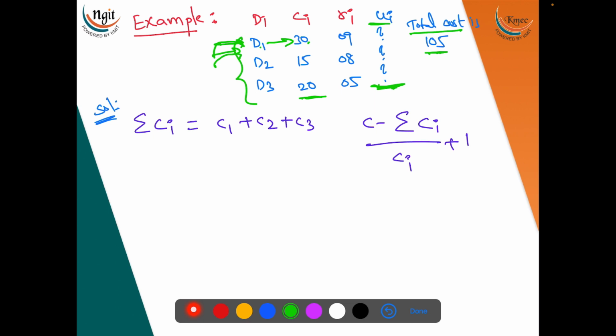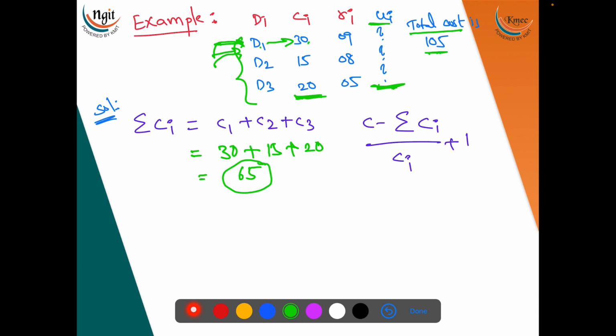The total cost of the given devices is the sum of Ci, equal to C1 plus C2 plus C3. That means C1 is 30, C2 is 15, C3 is 20. Total 65 is the cost, correct? So still I can buy other devices, and we will see that with this formula.